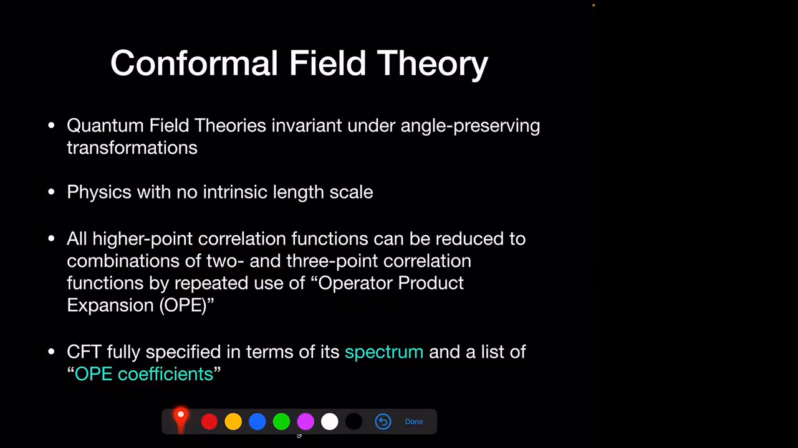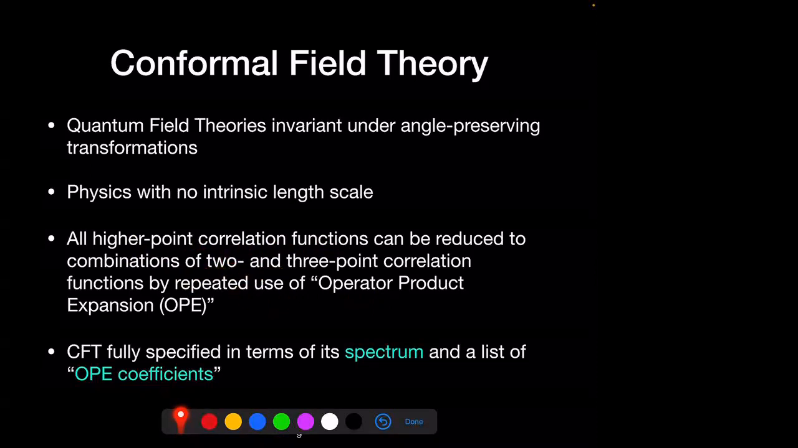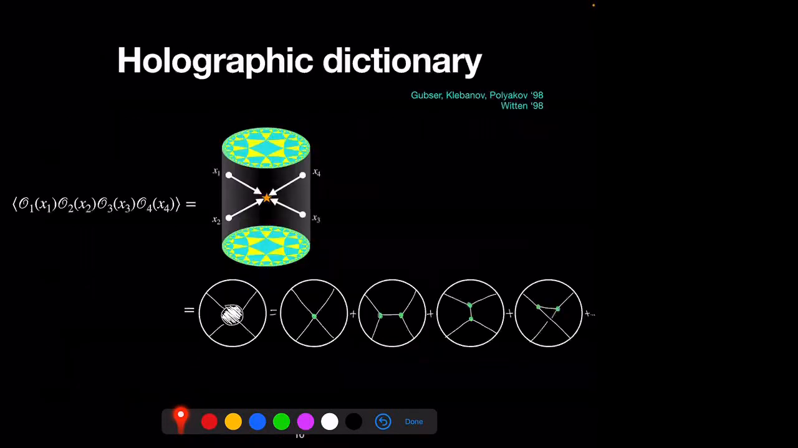And what that really means is that the full data of a conformal field theory is stored in its 2- and 3-point functions, which essentially corresponds to the spectrum of the CFT and its OPE coefficients. So just some basic facts. You will see OPE coefficients appear later, so I just wanted to mention that.